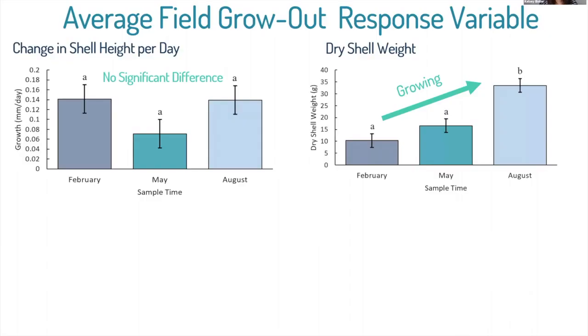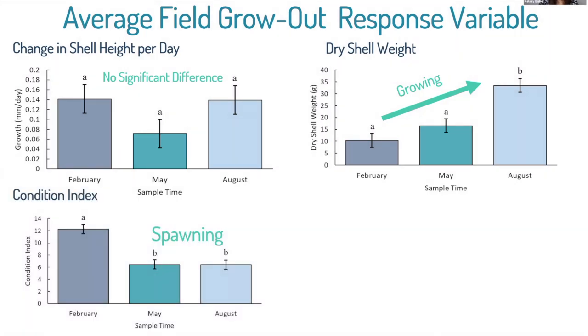So for our dry shell weight average, there is a significant difference between February and August, meaning that these oysters are getting heavier and growing throughout the sample period. And for our average condition index, February is a winter month, and these are diploid oysters, so they have a higher meat condition. However, when the water temperature warms up in May and August, the oysters will be spawning, so the condition will significantly decrease in May and August.